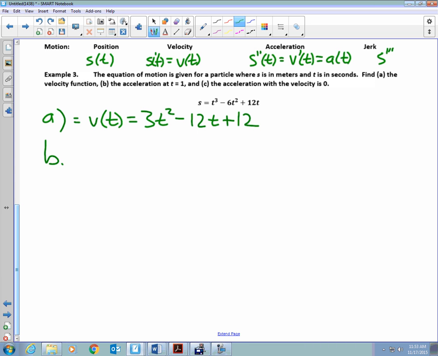B says the acceleration at time 1. First, I need to find the acceleration function. A of t is equal to? So we've taken a first and a second derivative. One tells us velocity, the other one tells us acceleration. So the acceleration at time 1 is equal to?